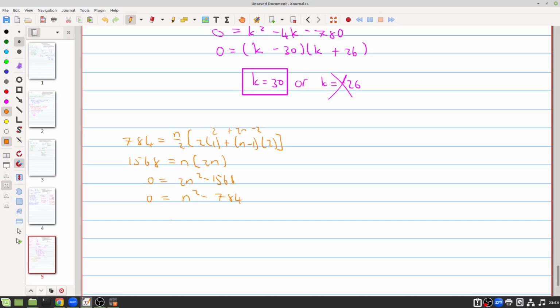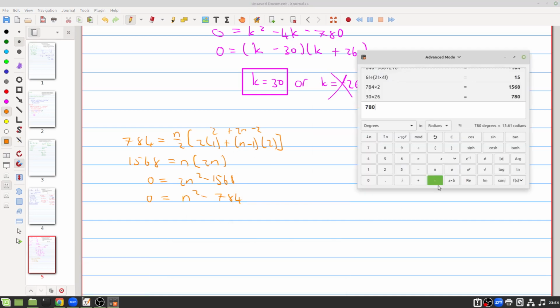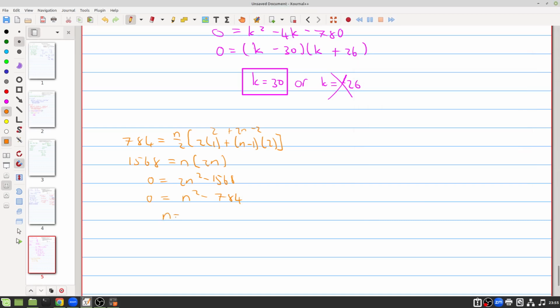Does that work out? Let's quickly check. So the square root of 784, does that work out? Or did I make a mistake somewhere? 28. Okay, so n equals plus or minus 28. Well, let's do the factorizing. Difference between two squares, since things are on the same side. So n minus 28 and n plus 28. Okay, so that gives us n equals negative 28 or n equals 28.